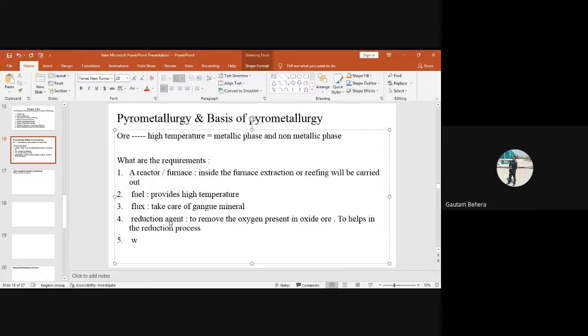Fifth, we need an external source of heat, like hot blast. Example is hot blast, because fuel needs to be burned first. Then for that we need an external source of heat, like hot blast in a blast furnace.